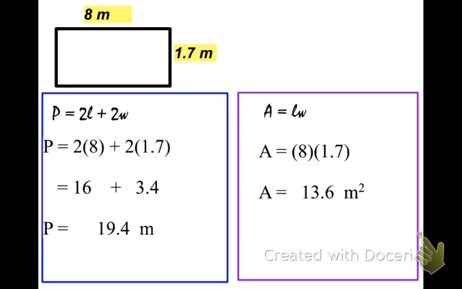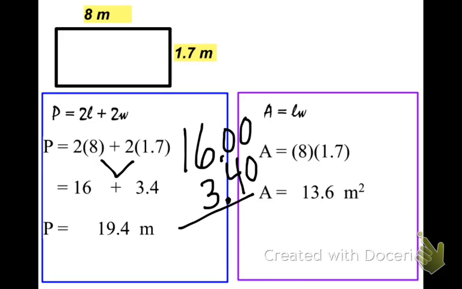Okay, check over your progress. 2 times 8 for the length plus 2 times 1 7/10 for the width. When you add them together, be careful to line up your decimals, and sometimes it helps again to think of money. 16 is like $16, and 3.4 is like $3.40. So when you add them up, you get $19.40, or 19 4/10 meters. That's the perimeter, the distance around the outside of the shape.